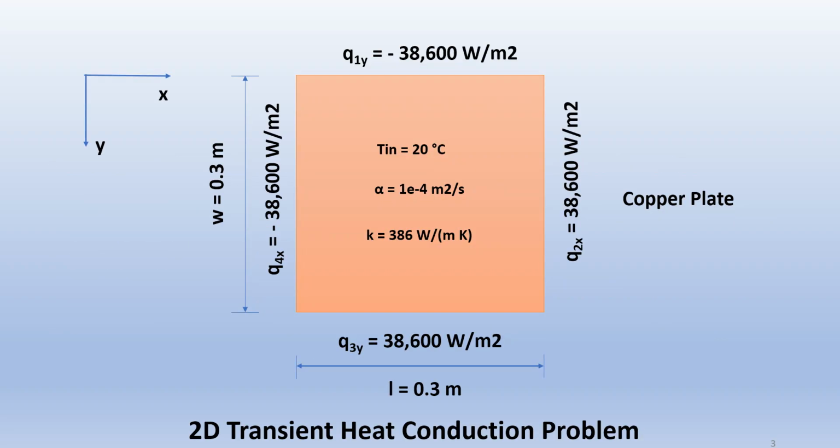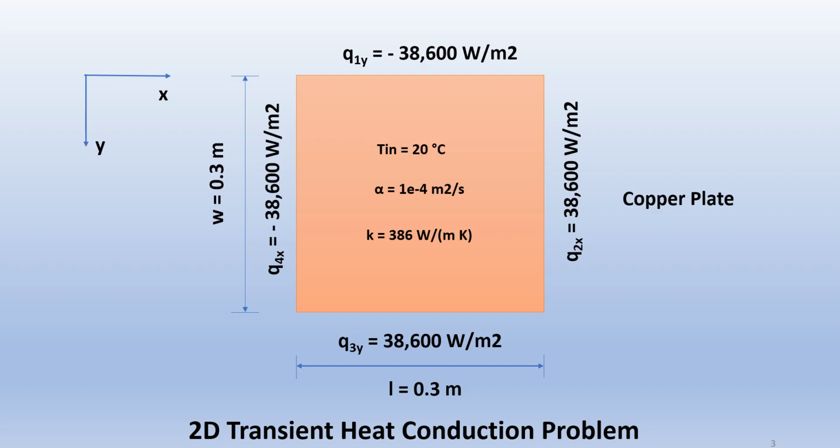Our domain is a square copper plate which is 0.3 meters long and 0.3 meters wide. The initial temperature of the copper plate is represented as Tn, which is equal to T at t equals 0, which is 20 degrees Celsius. The material properties are represented by alpha and K. Here alpha is the thermal diffusivity and is equal to 1e-4 meter squared per second. K is the thermal conductivity of the material, which is equal to 386 watts per meter Kelvin.